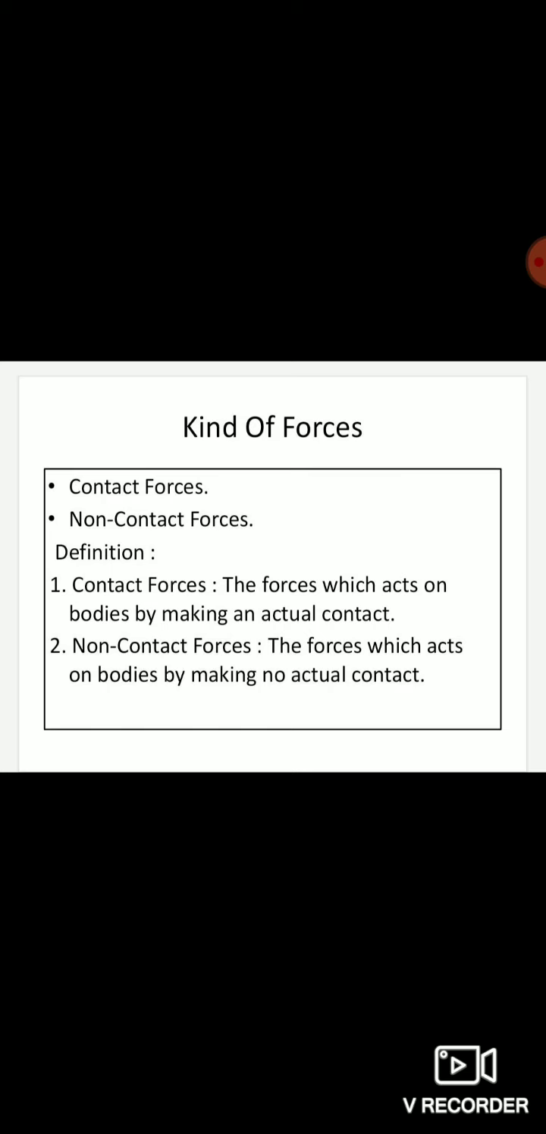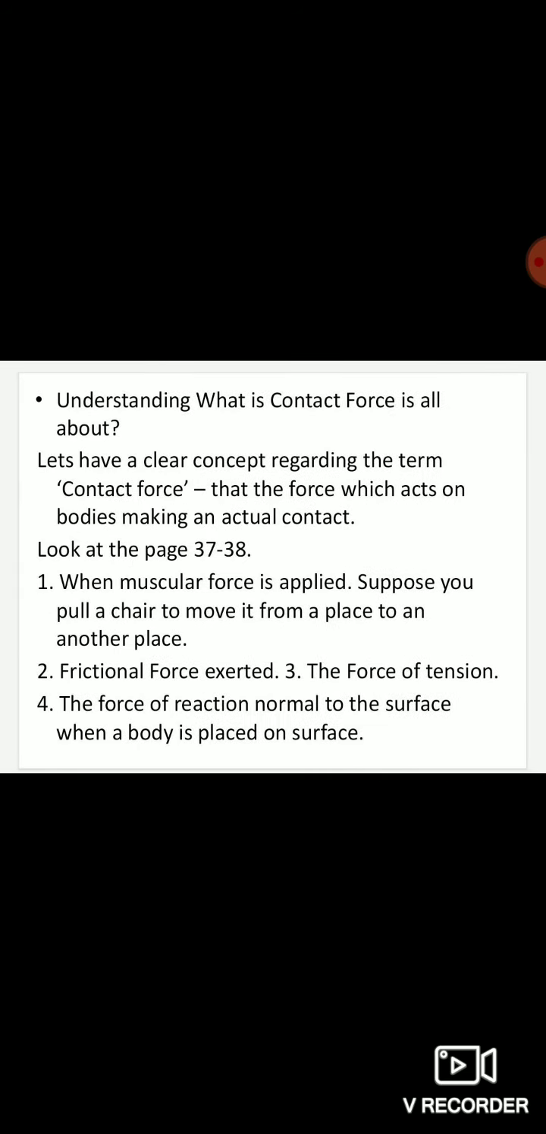So next, coming to the point, understanding what contact force is all about. Let's have a clear concept regarding the term contact force: the force which acts on bodies by making an actual contact. Look at page number 37 or 38. It's given. Suppose, children, you are pulling a chair to move it from one place to another place, you are applying a force through the muscles of your body. So that is a muscular force which is being applied.